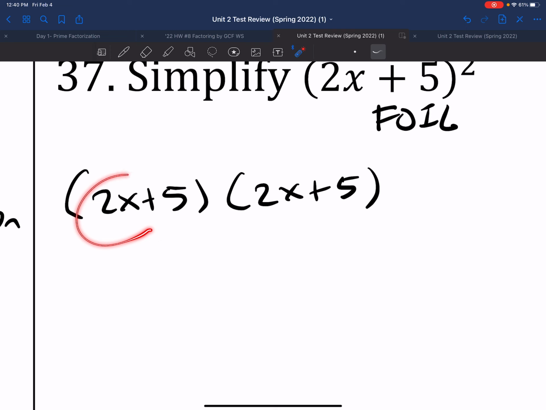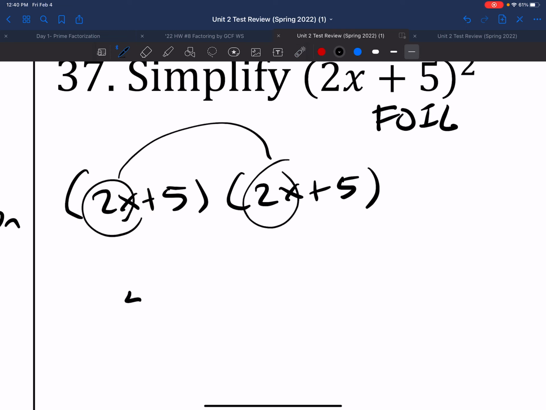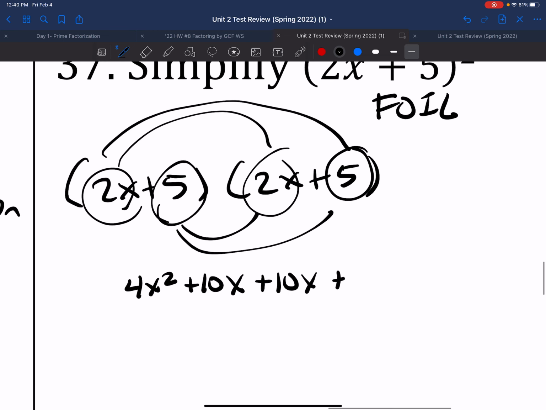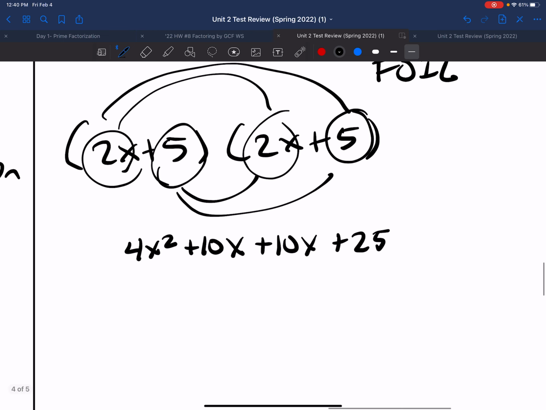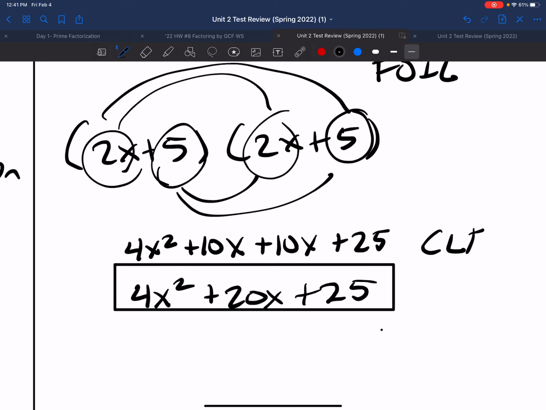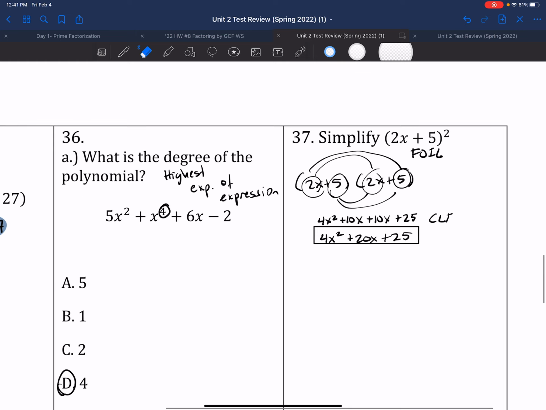So I do 2x times 2x. That's 4x squared. And then I do 2x times 5. That's positive 10x. Plus 5 times 2x. That's plus 10x. And then 5 times 5 is 25. Am I done? No, I need to combine like terms at this point. This is my answer. Okay?